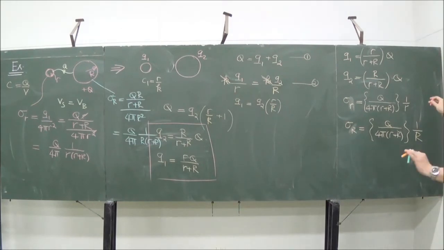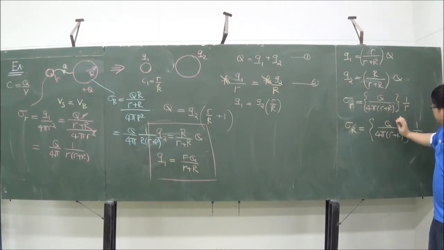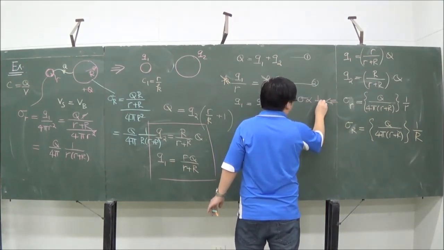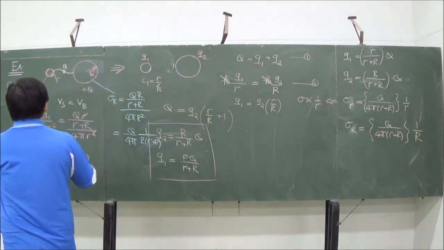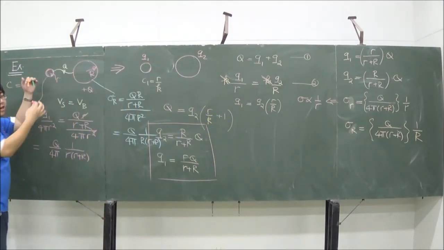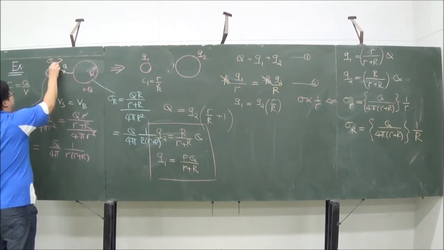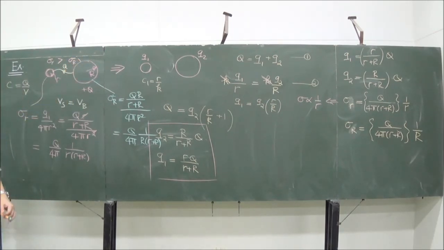So what you should consider here is the surface charge density. The terms in the bracket are the same. So you see that this sigma is actually inversely proportional to the radius. What does this mean? It means that for this small sphere, the radius is small, so the surface charge density sigma small R is greater than the surface charge density sigma big R. So the large sphere has less surface charge density.